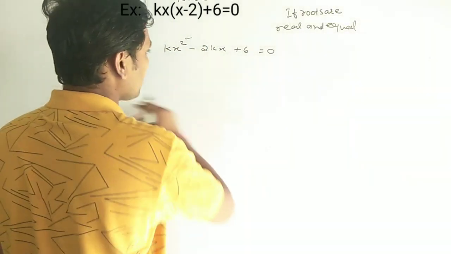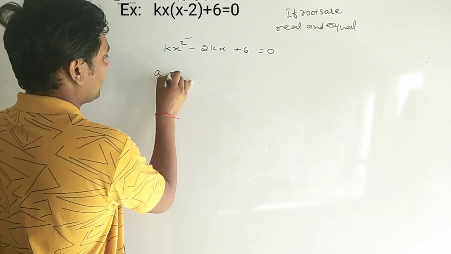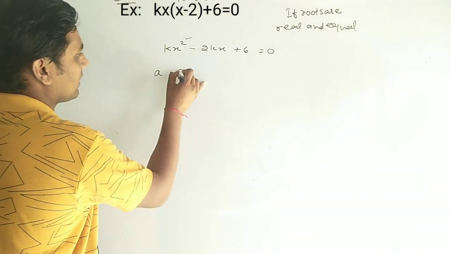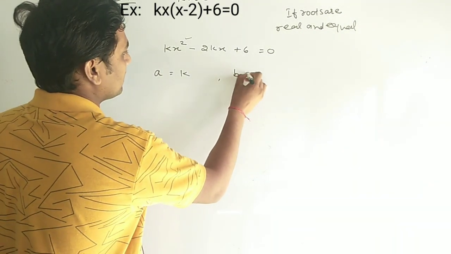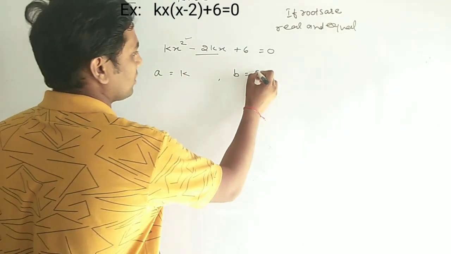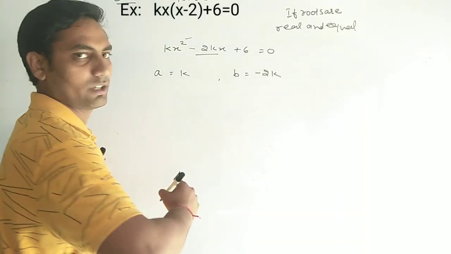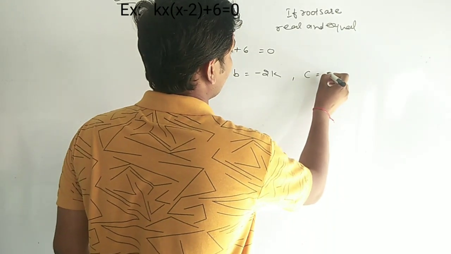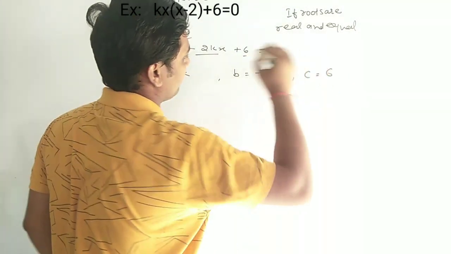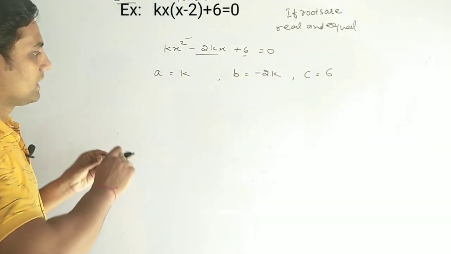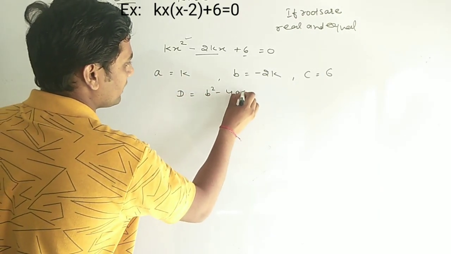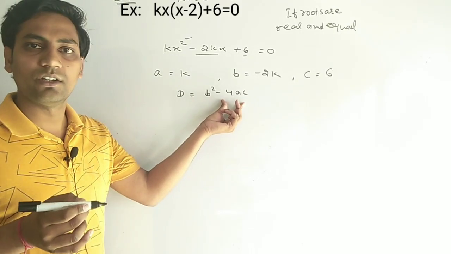Now, students, A means the coefficient of x square, which is k. And B, the coefficient of x, is minus 2k. And C is the constant term, so 6. Understood? Now the discriminant D equals B square minus 4AC.